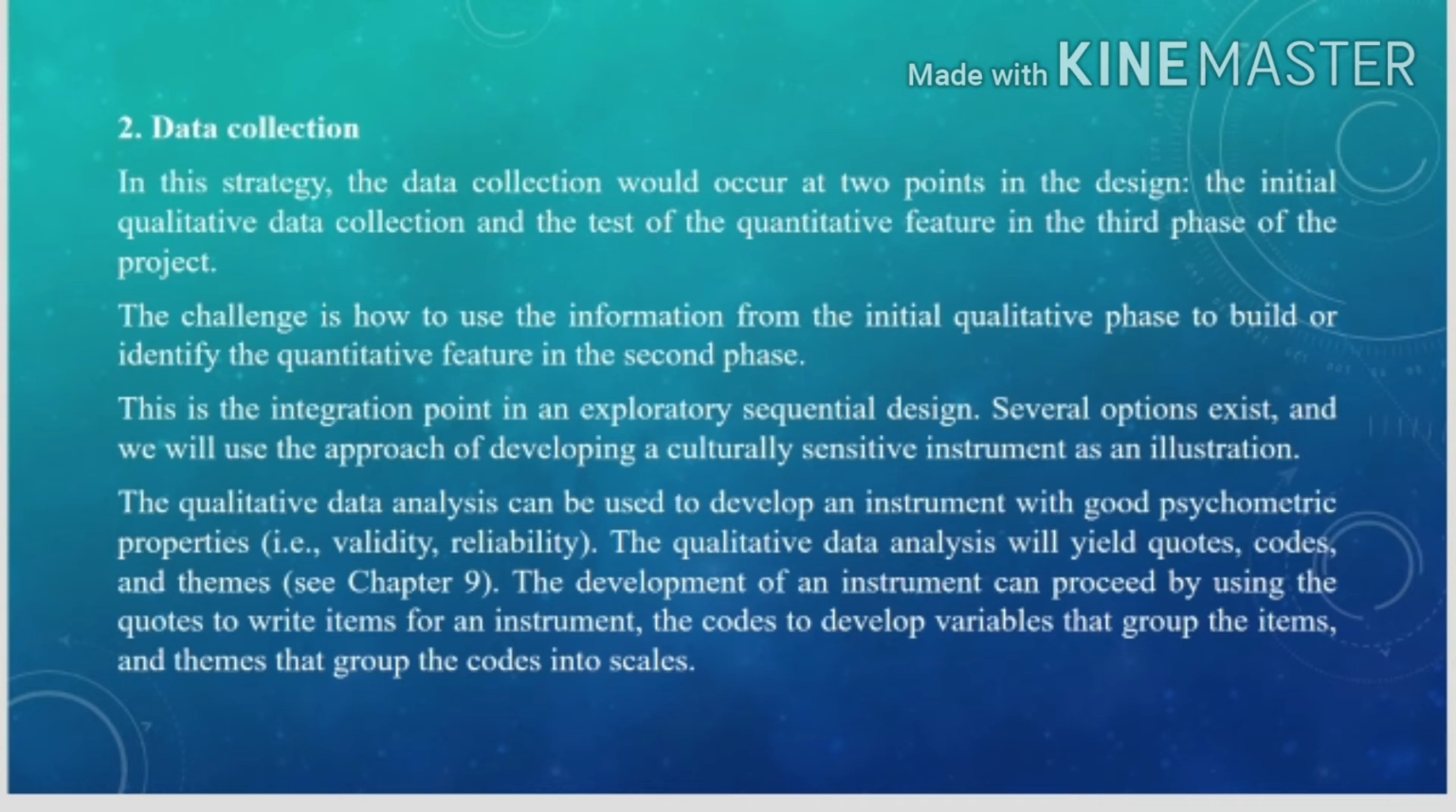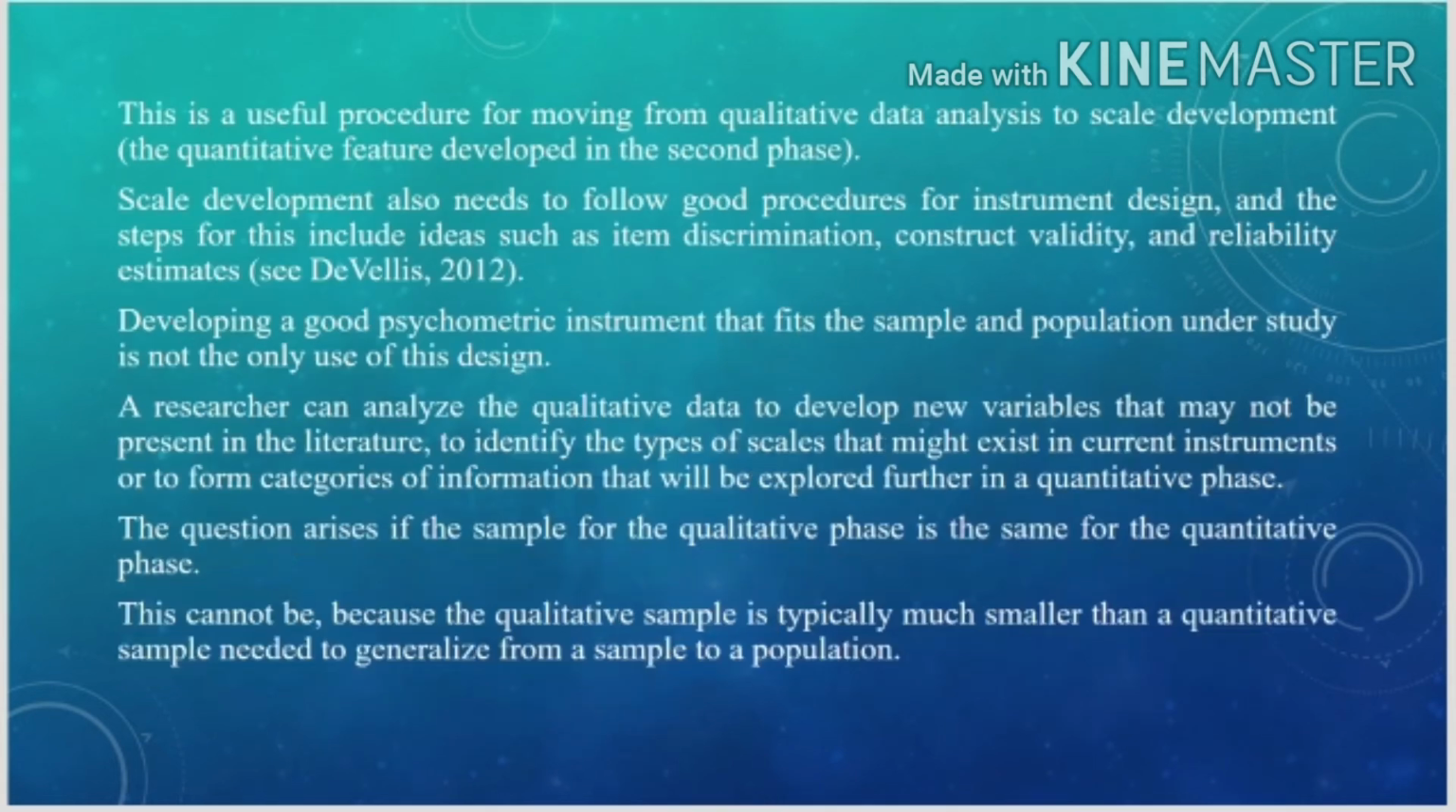The qualitative data analysis will yield quotes, codes, and themes, see Chapter 9. The development of an instrument can proceed by using the quotes to write items for an instrument, the codes to develop variables that group the items, and themes that group the codes into scales. This is a useful procedure for moving from qualitative data analysis to scale development, the quantitative feature developed in the second phase. Scale development also needs to follow good procedures for instrument design, and the steps for this include ideas such as item discrimination, construct validity, and reliability estimates, see DeVellis, 2012.